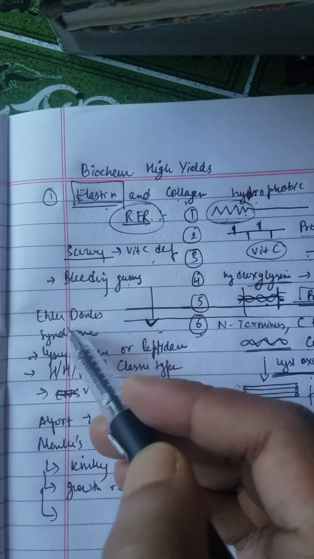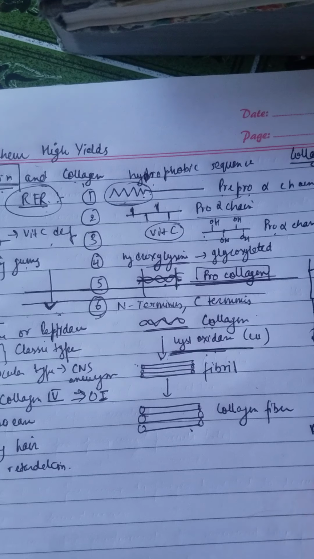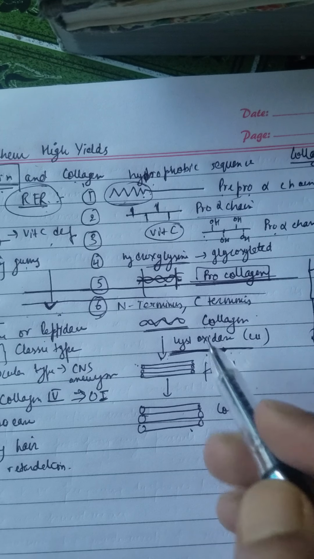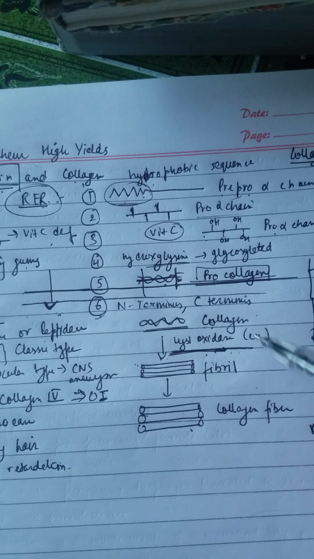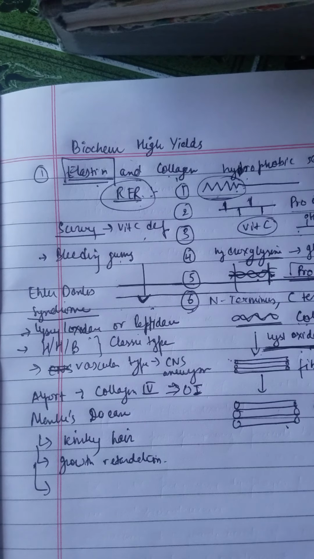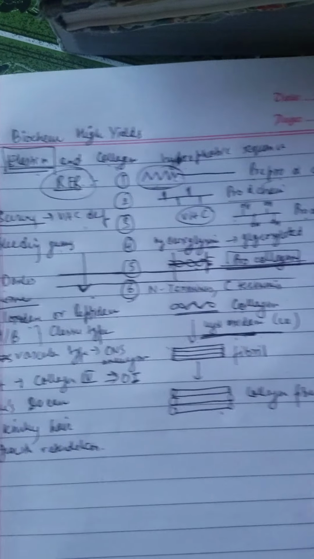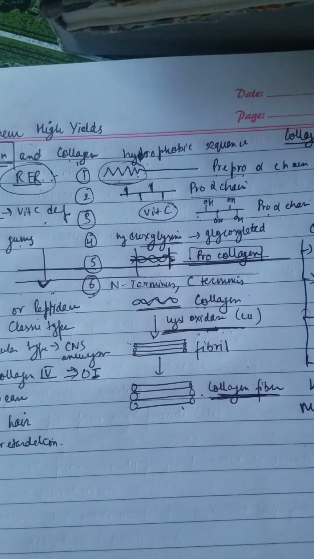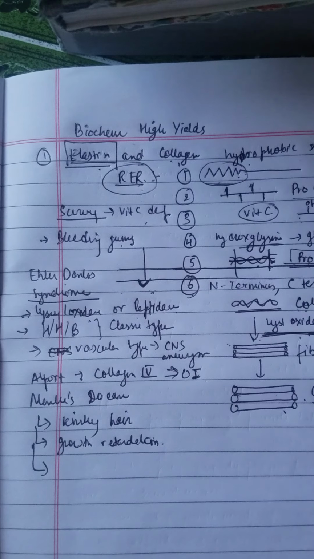Similarly, another disease we have is Ehlers-Danlos syndrome. In Ehlers-Danlos, the lysyl oxidase enzyme is defective, or another enzyme, the peptidase which cleaves the N and C termini, is defective. As a result, our final collagen fiber is not formed. The collagen fiber is necessary to maintain the rigidity of the tissues, which is lost. As a result, the skin shows hyperlaxity.